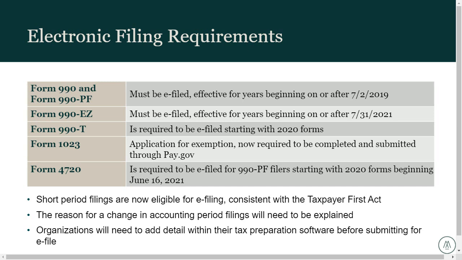The Form 4720 must also be e-filed, and the Forms 1023 and 1023-EZ must be filed online at the IRS's pay.gov website. And exciting news, the short period filings are now eligible for e-filing as well as the returns with accounting period changes. Before, these two types of returns historically have disqualified you from e-filing. So it's pretty exciting that you can e-file them now.